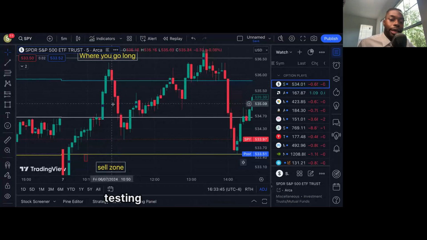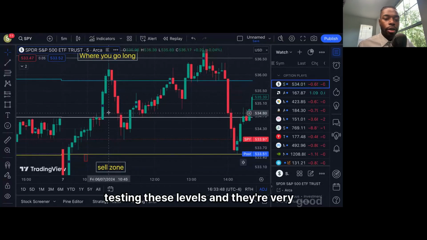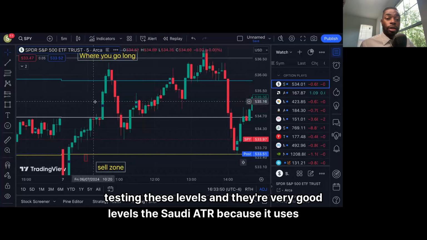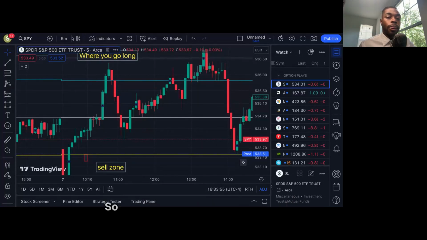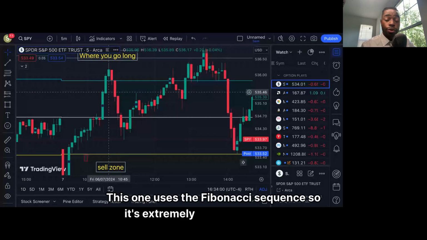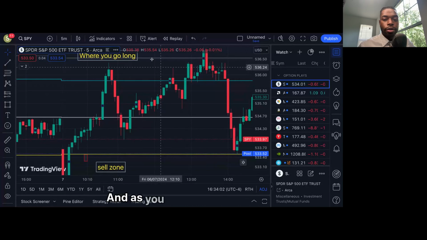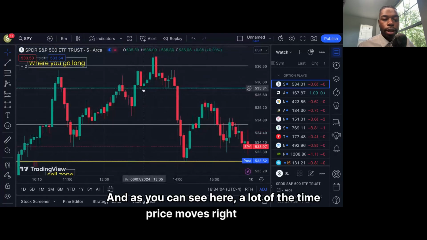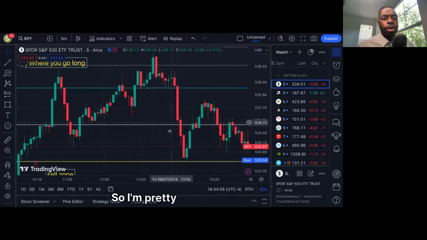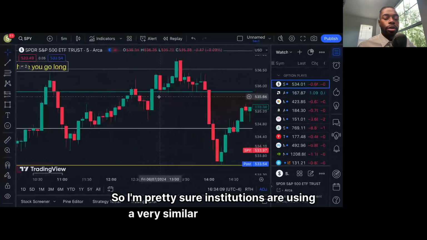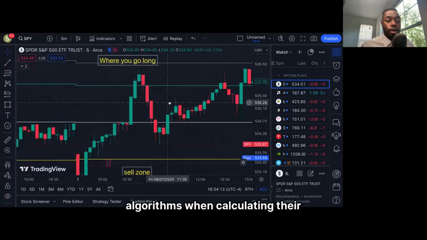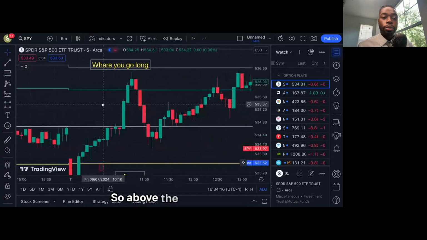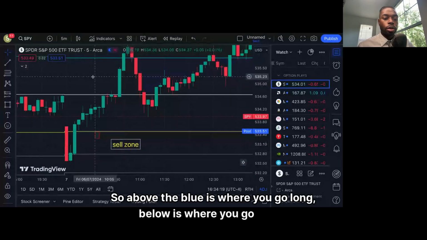So it's kind of testing these levels, and they're very good levels, the SATY ATR, because it uses the Fibonacci sequence in the ATR algorithm. Other ATRs are just kind of basic ATRs. This one uses the Fibonacci sequence, so it's extremely accurate. As you can see here, a lot of the time price moves right along it. I'm pretty sure institutions are using very similar algorithms when calculating their plays. So above the blue is where you go long, below is where you go short.